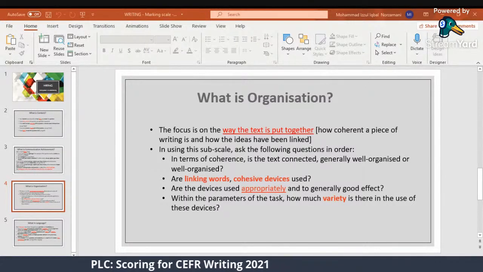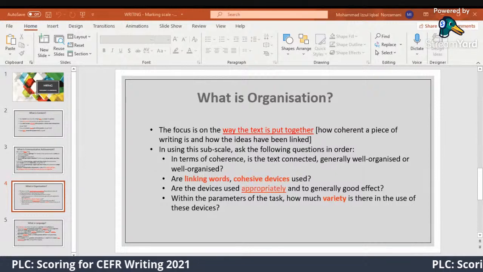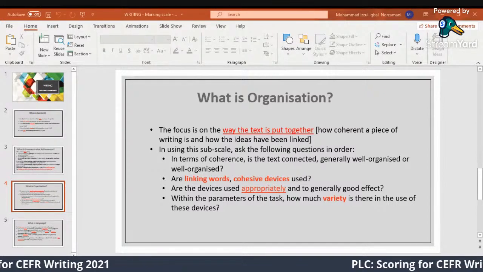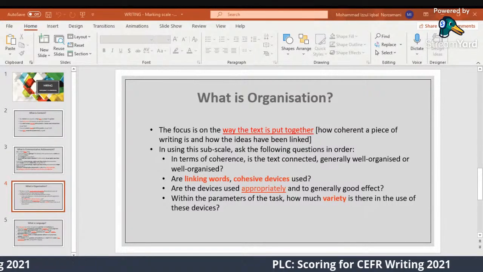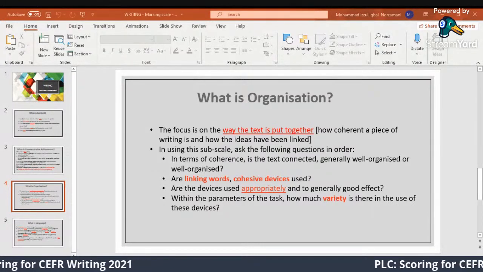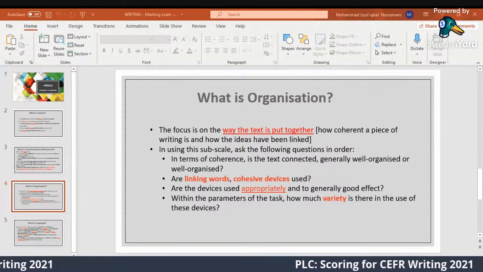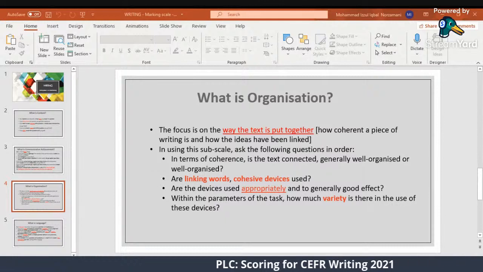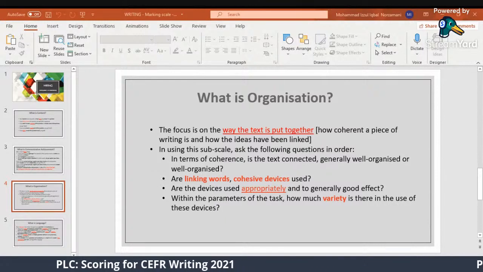So when you use this subscale, you have to see if it is organized or not. If it's generally well organized, or it is actually well organized. You have to look at each paragraph as well as the sentences in each paragraph. And if the linking words are used appropriately and cohesive devices are used in a variety, then you can give them higher marks, as opposed to maybe one, but they repeatedly use the same thing.